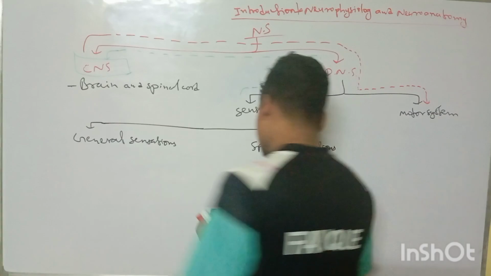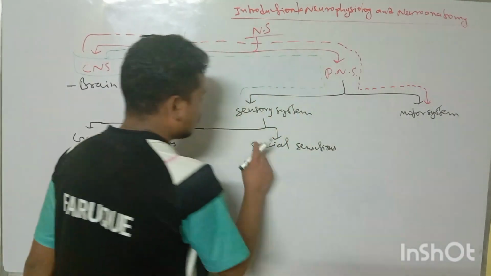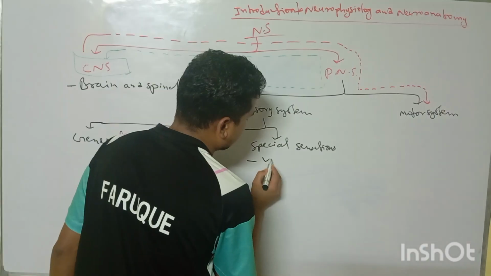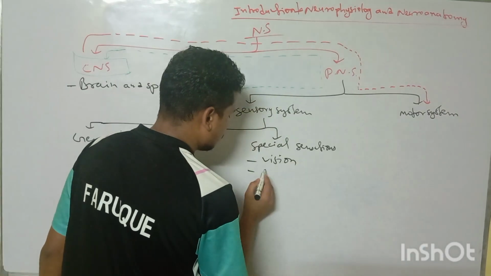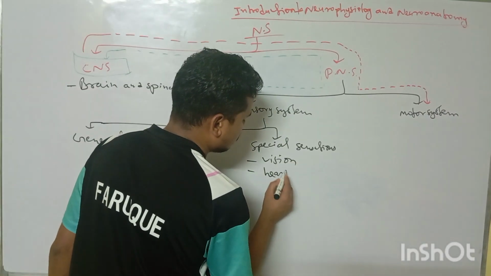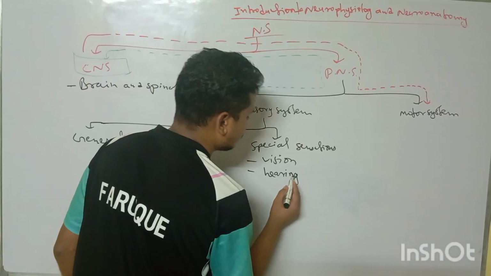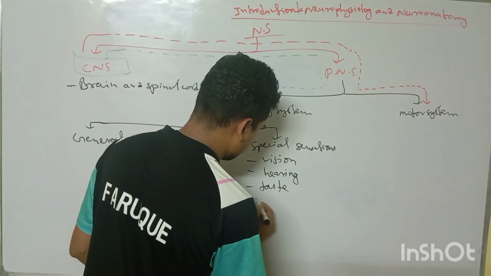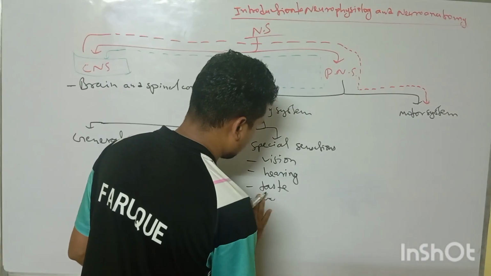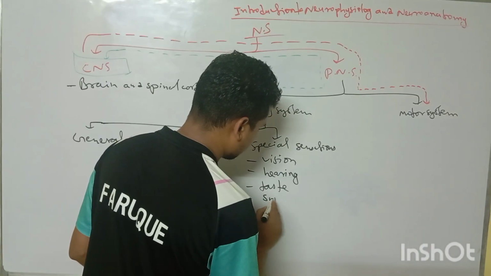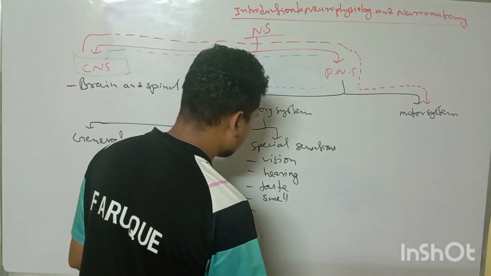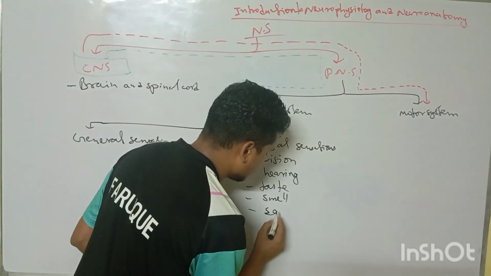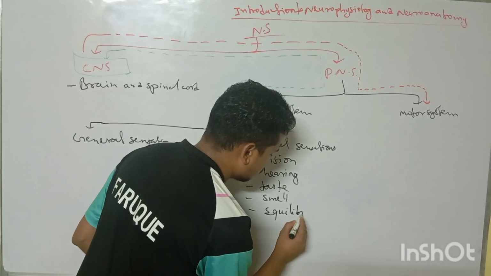So this will include, I will not consume too much time, this will include vision. In the same way, hearing. Hearing, under is the taste, next is the smell. Smell, and one more type is the equilibrium.